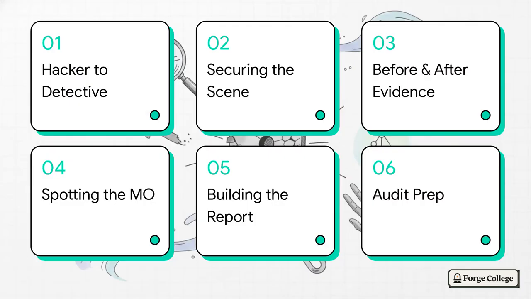So here is our investigator's checklist for today. 1. Hacker to detective. 2. Securing the crime scene. 3. Before and after evidence. 4. Spotting the MO. 5. Building the report. And 6. Audit prep. Let's get right to work.